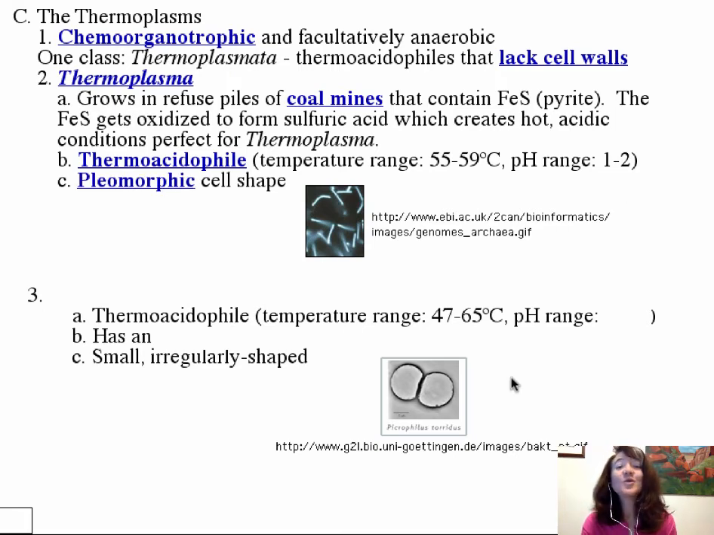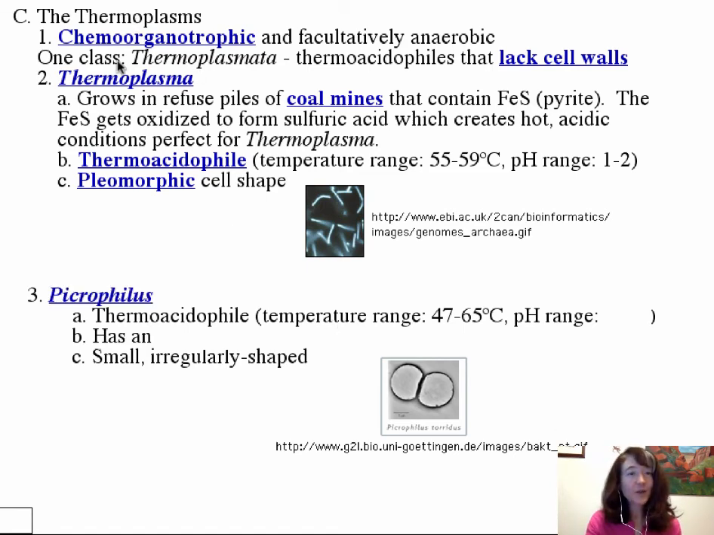Now, one thing that's super interesting about this pleomorphic cell shape is that it's temperature dependent. So if they're at super, super hot temperatures, they're more of a rod, and if they're at the cooler range of their temperature, they tend to be more spherical. The other thing you should jot down about Thermoplasma is that they use histones to package their DNA. So this is a good example of an archaean that has some pretty quintessential eukaryotic cell features.